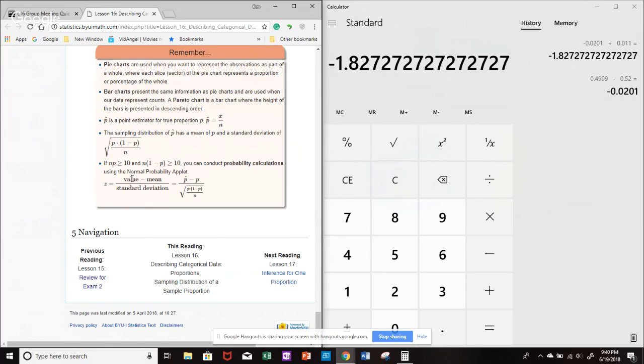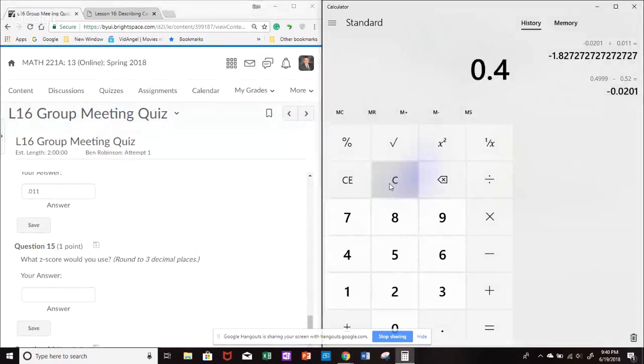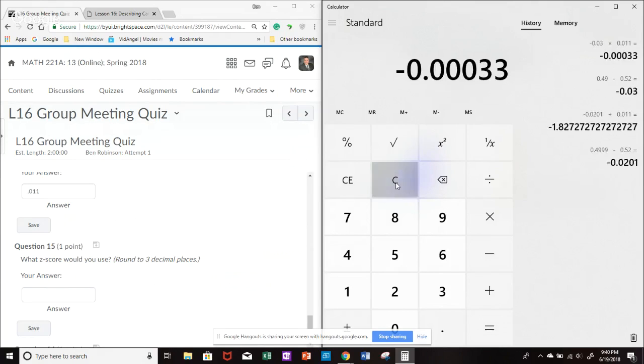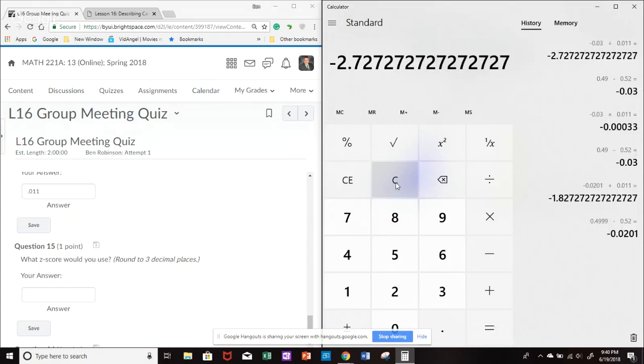Z, P hat minus P over standard deviation. Okay. So the number must be, let's say maybe it's 0.49 and 0.52. That would be 0.03 divided by 0.011. I bet you that's what it is. Let me try that. Okay. 0.49 minus 0.52 divided by 0.011. That's more.